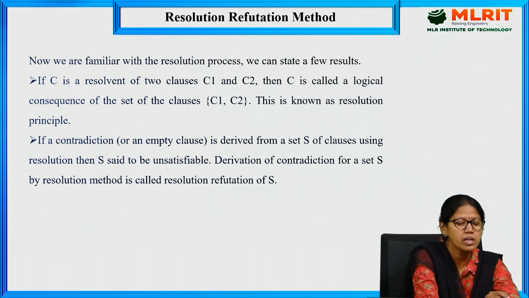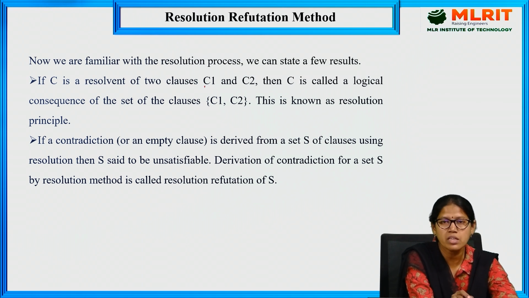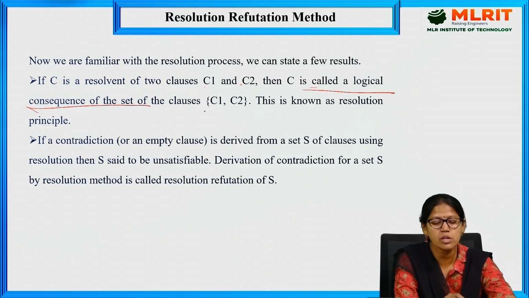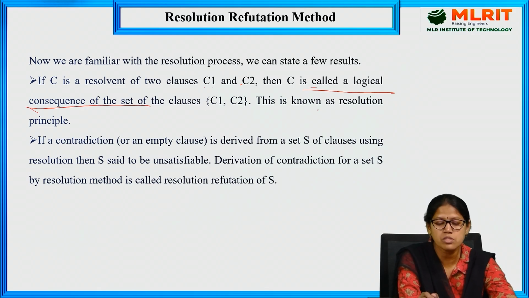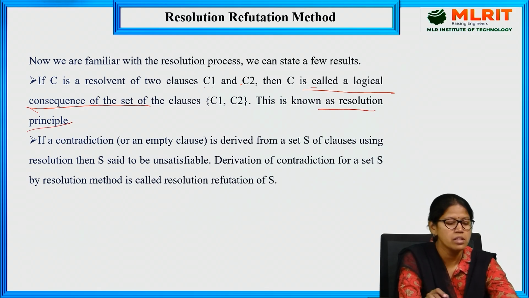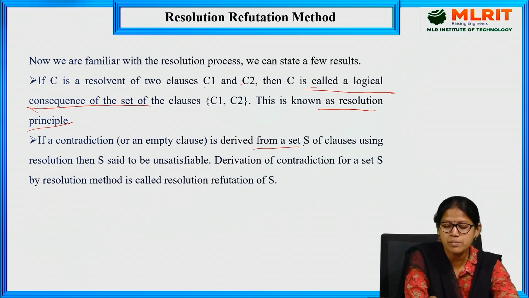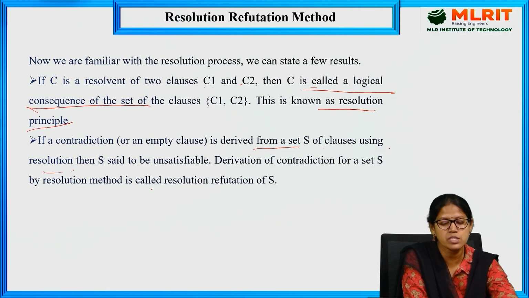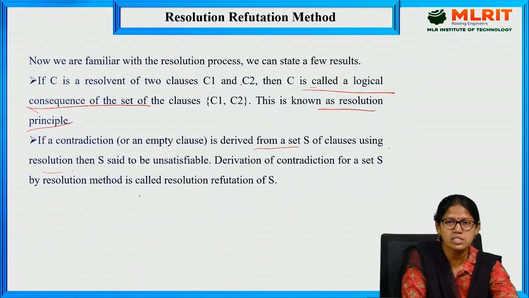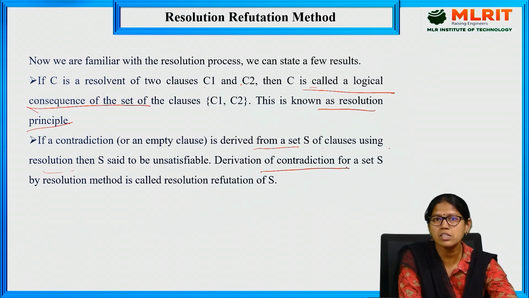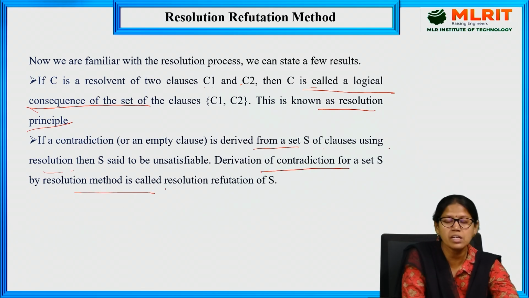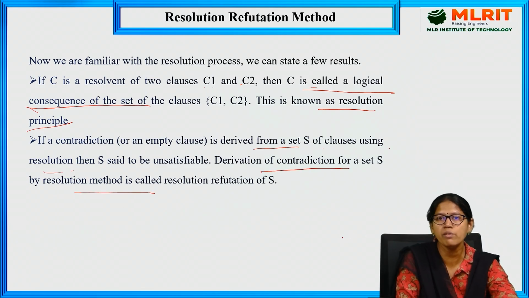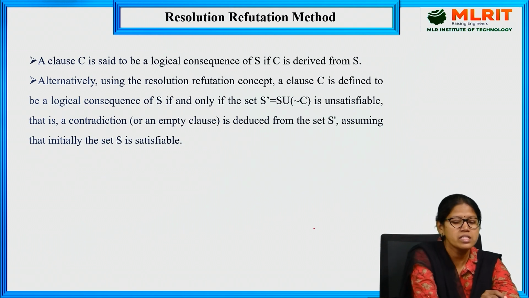So here C is a resolvent of two classes C1 and C2. Then C is called the logical consequence of the set of classes C1 and C2. This is known as the resolution principle. If a contradiction is derived from a set S of classes using resolution, then S is said to be unsatisfiable. Derivation of a contradiction for a set S by the resolution method is called resolution refutation of S.